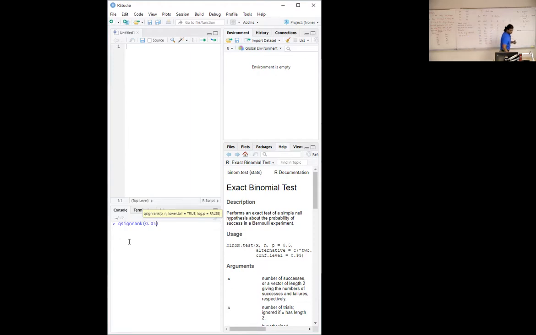If it is a critical value, you would use quantile, Q signrank. Later on, we will find the P value, in which case you would use P signrank. Good. Now, we want to find that number. When I type that in, 0.05 and 8, I end up getting 6.